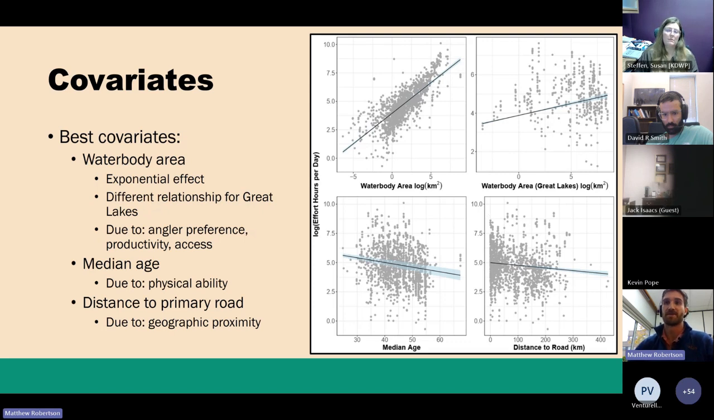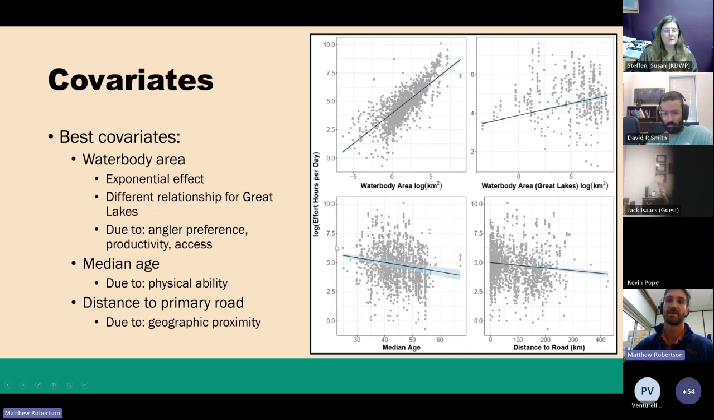And this relationship has been observed in a number of different studies before and could be due to a wide variety of factors, including angler preference, where larger water bodies just have more space, so you don't have to compete as much for space with other anglers. It's expected that larger water bodies can have greater productivity, so you might have better chances of catching more fish, which may have anglers targeting these water bodies preferentially. There may also be different levels of access between small and large water bodies, which could help drive this relationship.